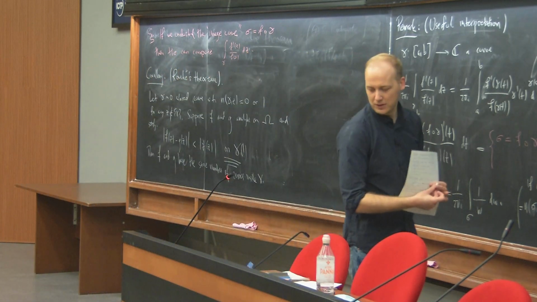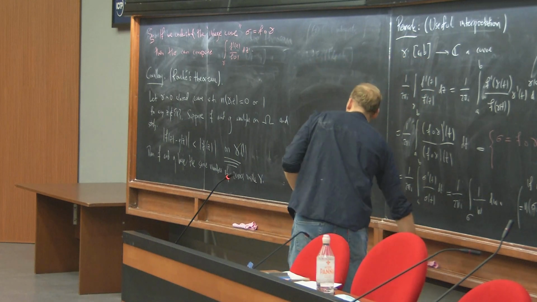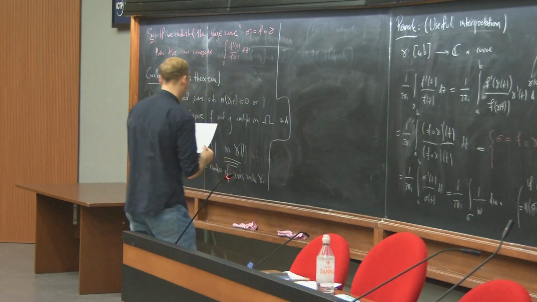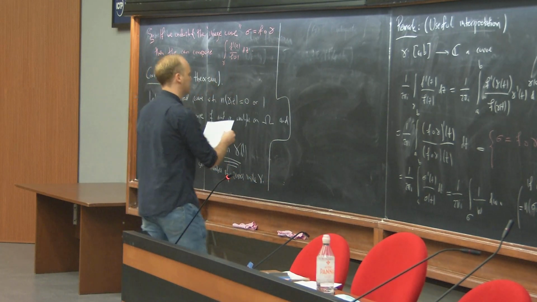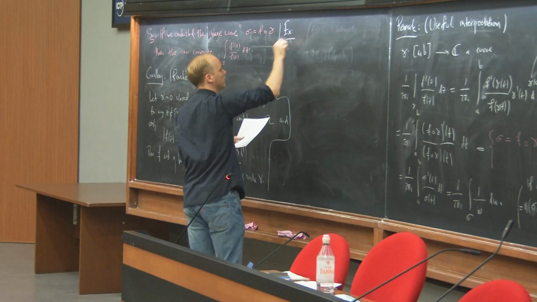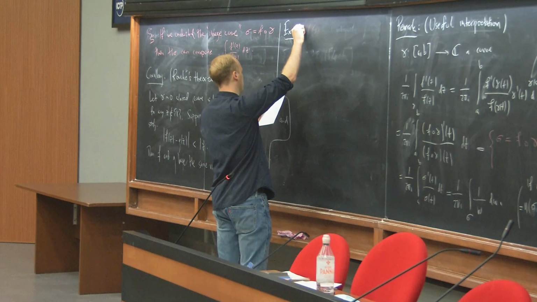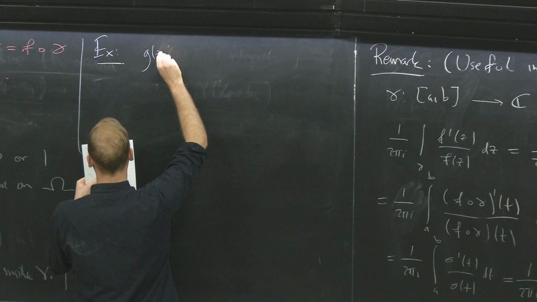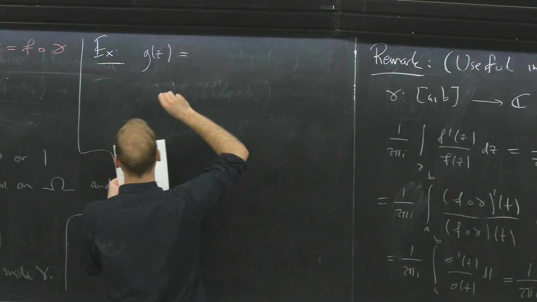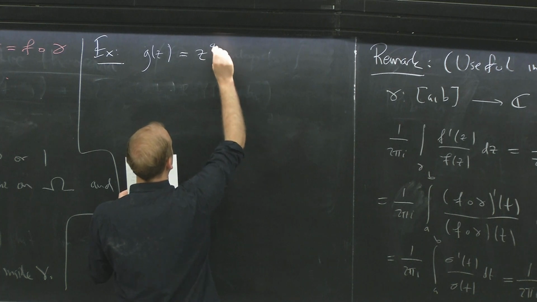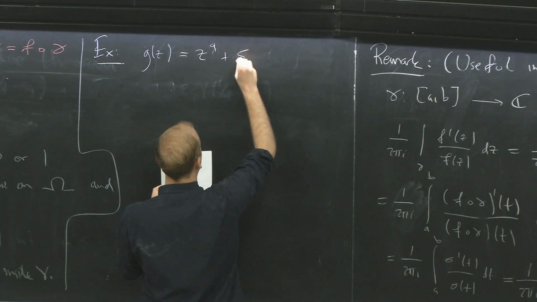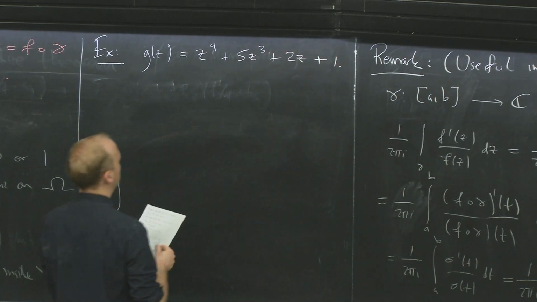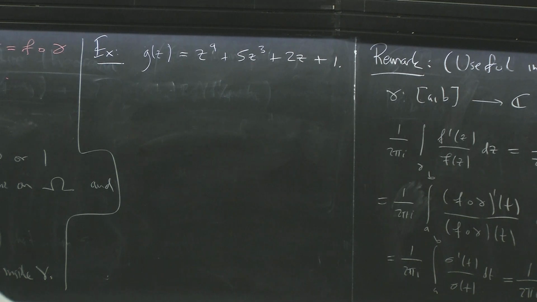So then this is equal to the number of zeros inside. So we have the same number of zeros inside gamma. Sorry. So how can we apply this, first of all? So application. Let's assume that we take g of z to be z to the 9 plus 5 z to the 3 plus 2z plus 1. So let's study another polynomial in this case, okay?